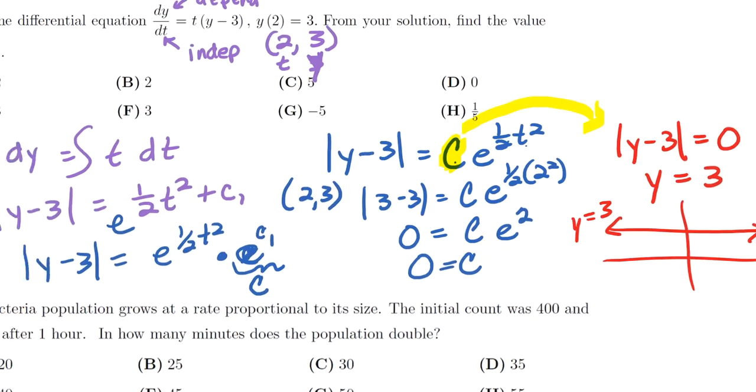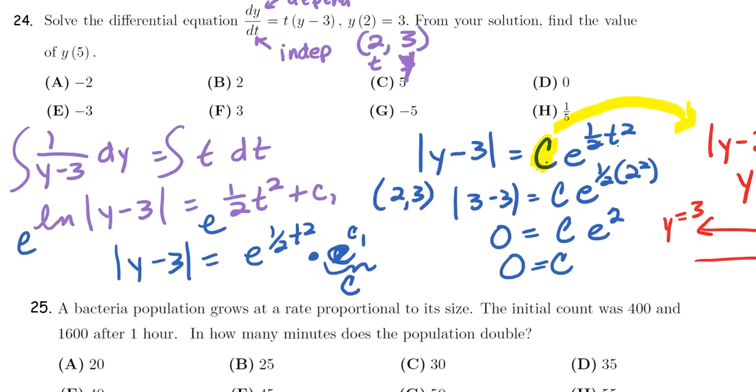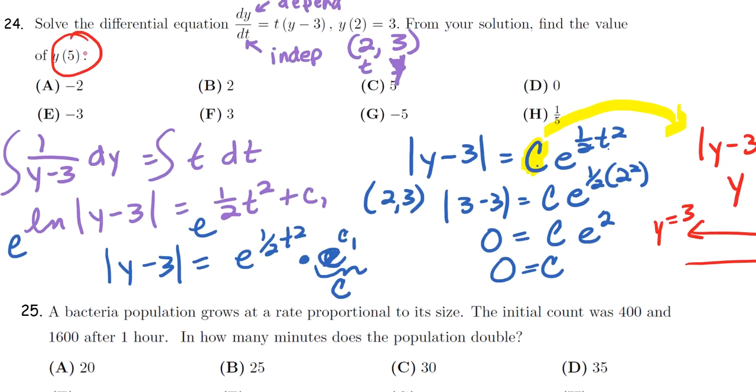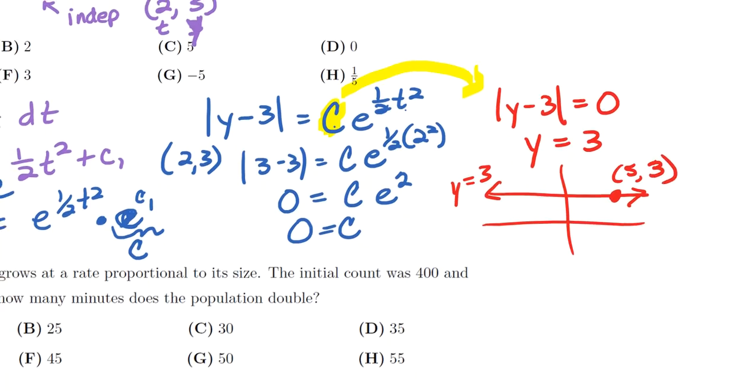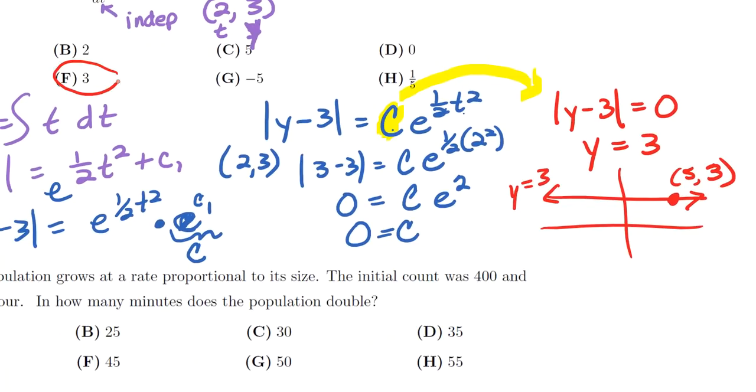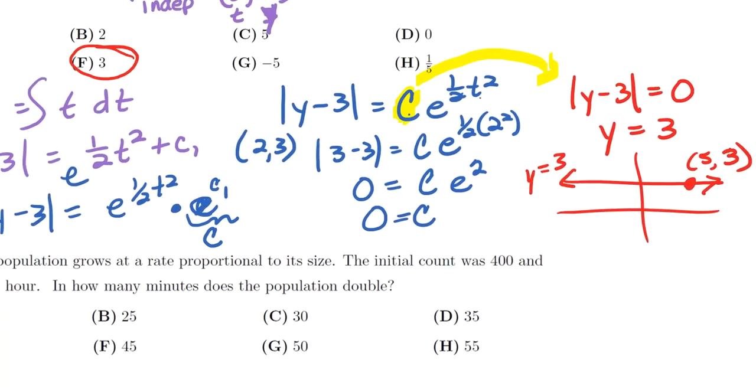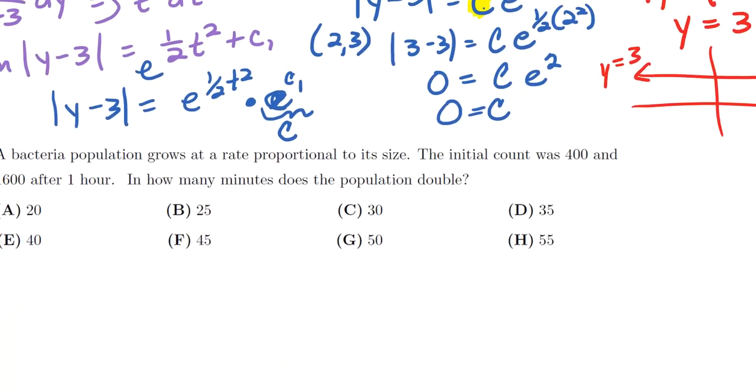And our question might have sounded confusing. It says, now find the value of y of 5. Well, we're on a horizontal line, so no matter what the x value is, our y coordinate will be 3. So this is another function where we're looking at the constant solution.